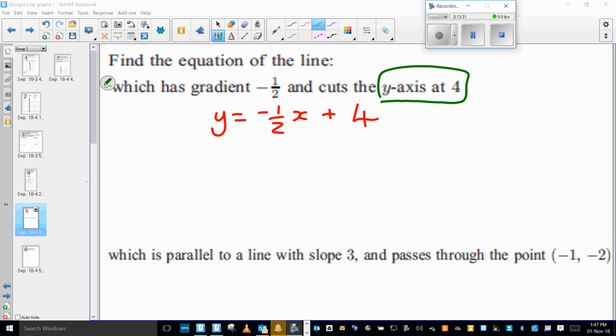As Eve said, it says it cuts the y-axis at 4. We know that cutting the y-axis is exactly what we mean by the constant c, yes? And so that's why we can put that value straight away in there. So our equation straight away is y equals negative 1/2 x plus 4.